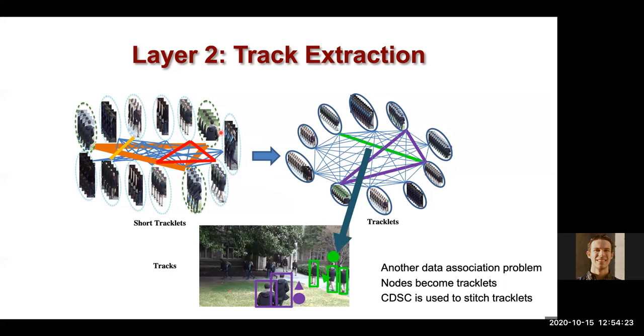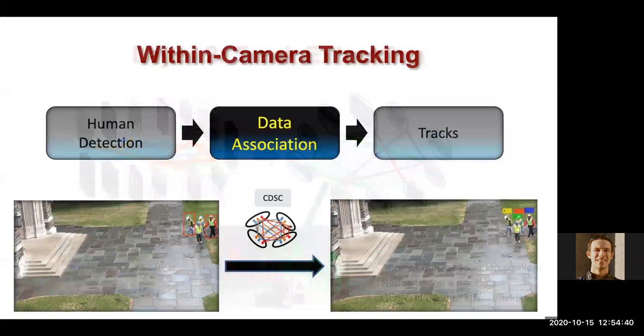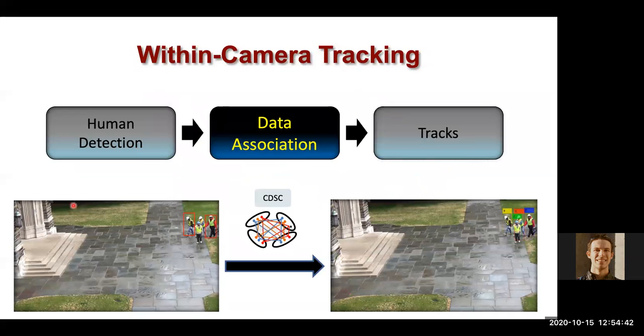So you can see here what happens with the algorithm. This is basically one track, and this is another track, and this is another track. Now, these operations are performed in parallel on the several cameras, on the different cameras.